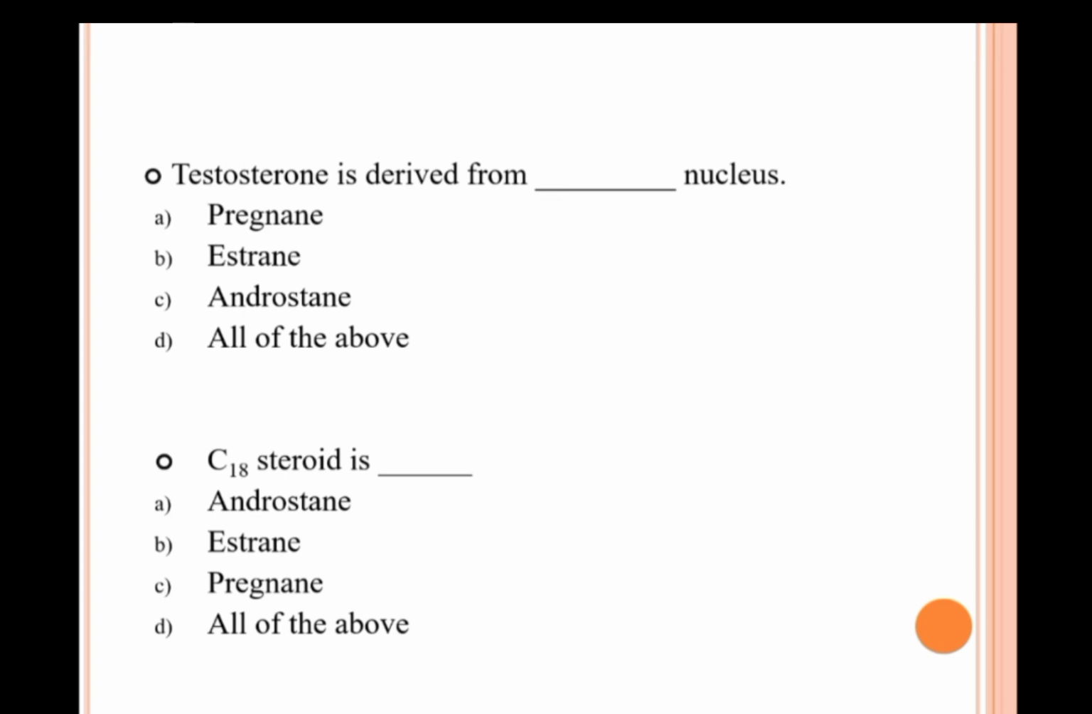Next question. Testosterone is derived from: option A, pregnenolone, B, estrone, C, androstane, and D, all of the above. Option C, androstane is correct. Last question. C18 steroid is: option A, androstane, B, estrone, C, pregnenolone, D, all of the above. Option B, estrone is correct.